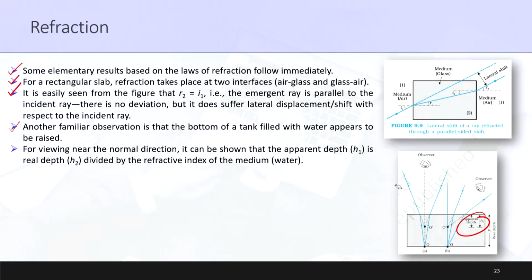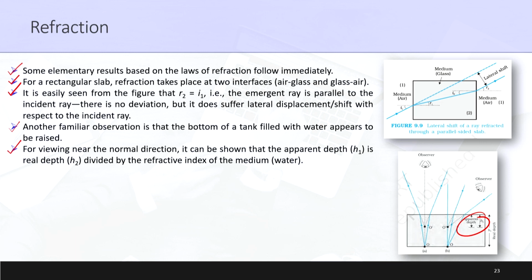Let us suppose the complete depth of water is, say, 5 meters or 2 meters, but the apparent depth will be, say, 1 meter or 0.7 meters. Why will it be less? Because of refraction of light, the bottom of the tank appears to be a little above its actual height. So, apparent depth is real depth divided by the refractive index of the medium. As the refractive index keeps increasing, the apparent depth keeps decreasing.